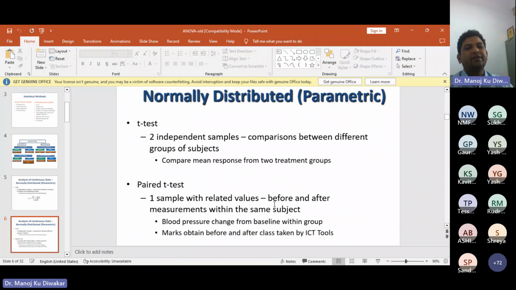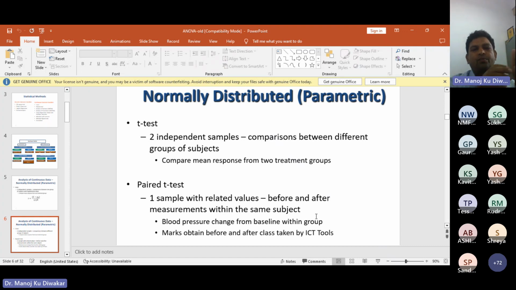Now we will talk about the paired t-test. It is one sample with related values. So we are coming with one sample, but with related values: before and after. Before this workshop, what is your knowledge and how many marks you got in exams, and after this workshop, what is your knowledge and how many marks you got. So this is a before and after measurement within the same subjects. You are all the same participants, so that's why we say it is one sample, but data collection happens at two points, before and after, pre and post. So this is an example of the paired t-test.